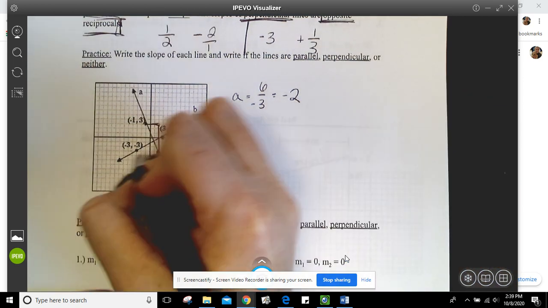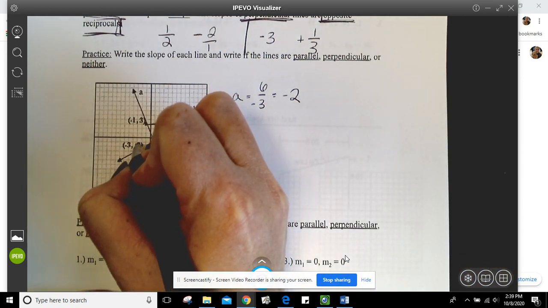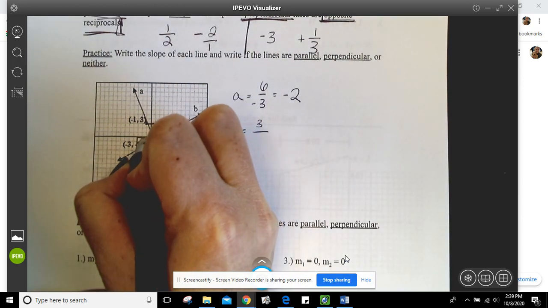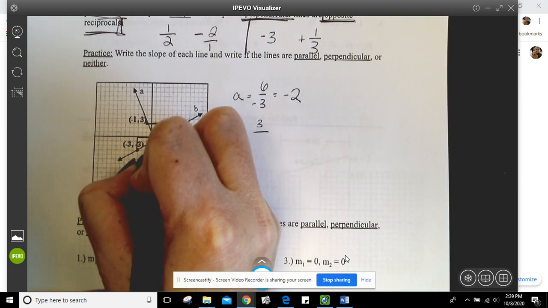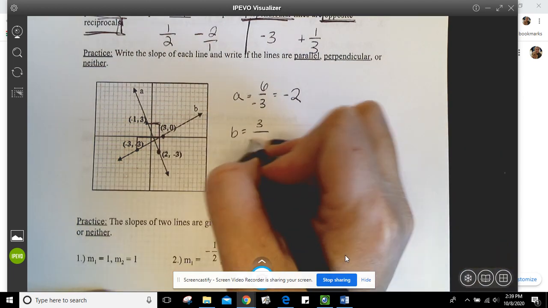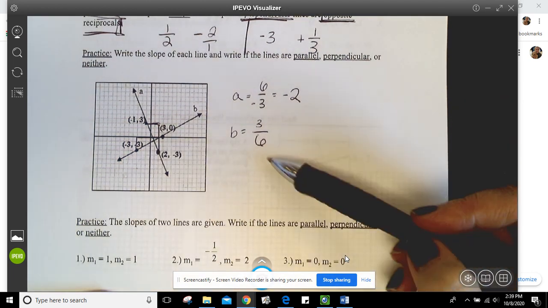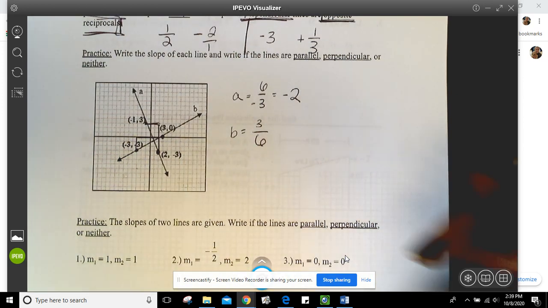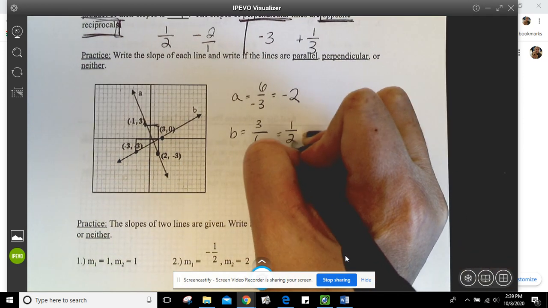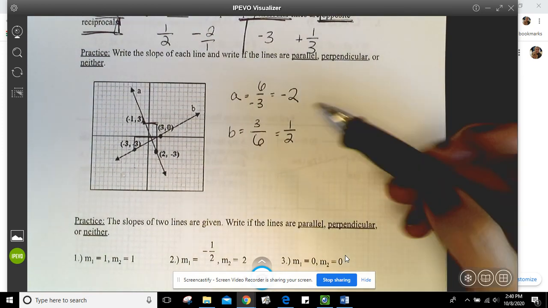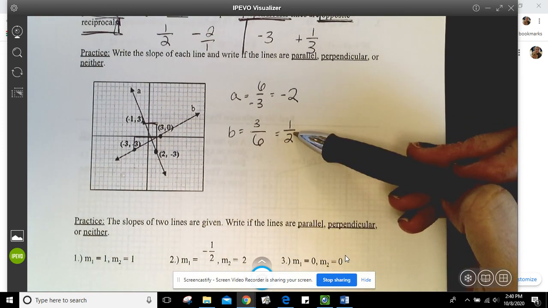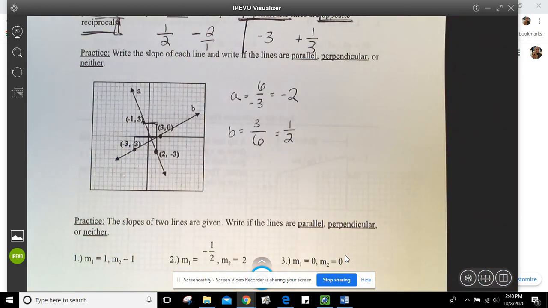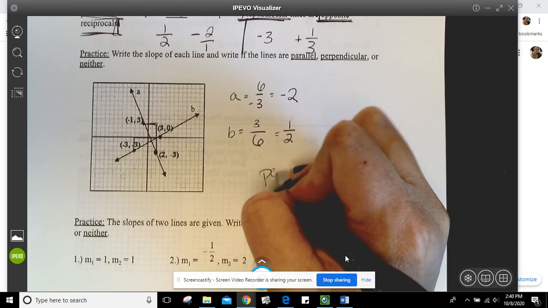And then line B, I went 1, 2, 3, up 3, and then 1, 2, 3, 4, 5, 6. And then I went right 6. So this one's positive because I went up and right. So this reduces to 1/2. So this one's negative, this one's positive, and they are reciprocals. This is actually the example I just did up here. So these ones would be perpendicular.